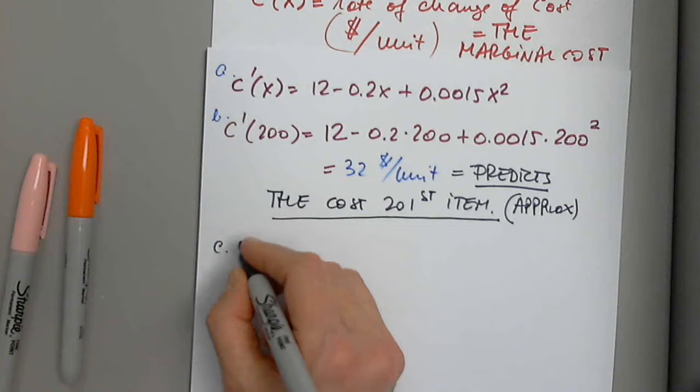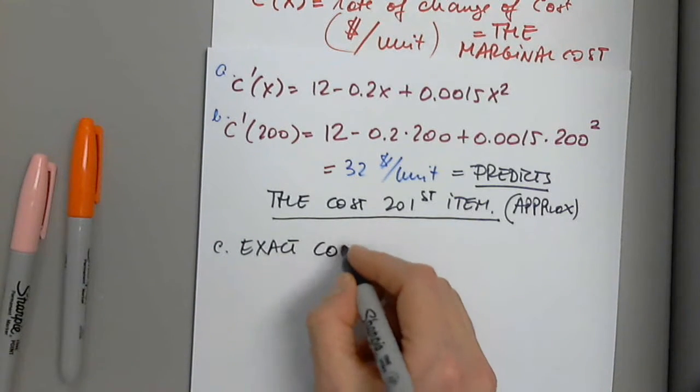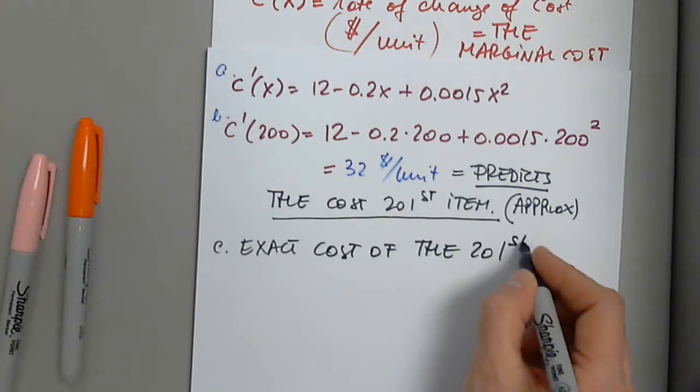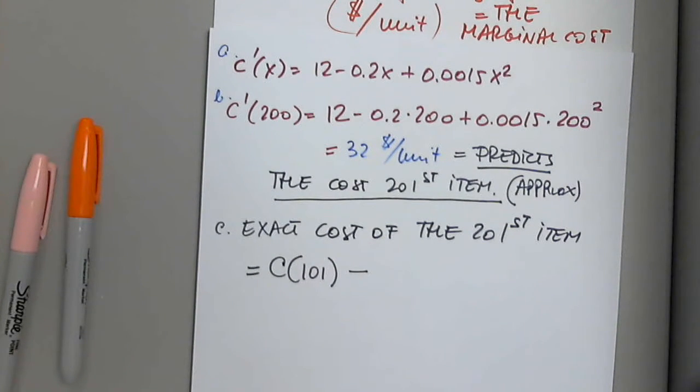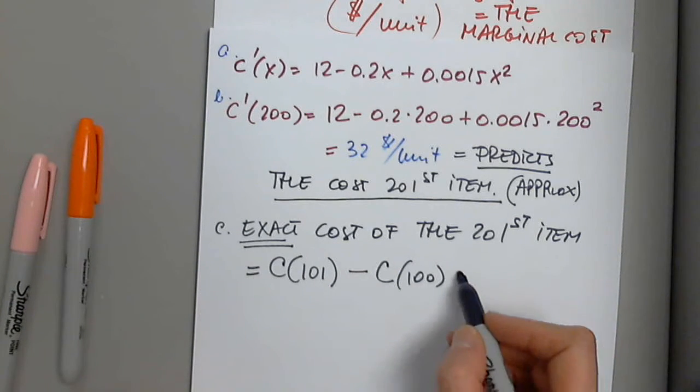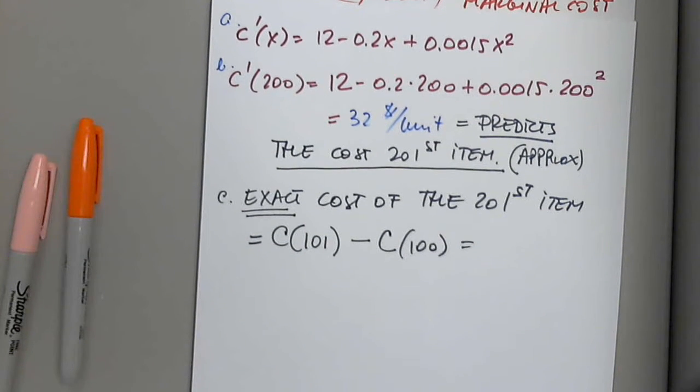It's not exact. If I want to determine the exact cost of the 201st item, how will I do it? I will calculate the cost for 201, from which I subtract the cost for manufacturing how many? Exactly. So the exact cost, not the prediction, not using the derivative, of the 201st item is: I will calculate the cost of producing all of them, 201, and calculate the cost of producing all of 200, subtract, and that will be the exact cost of manufacturing the 201st item. Is that clear?